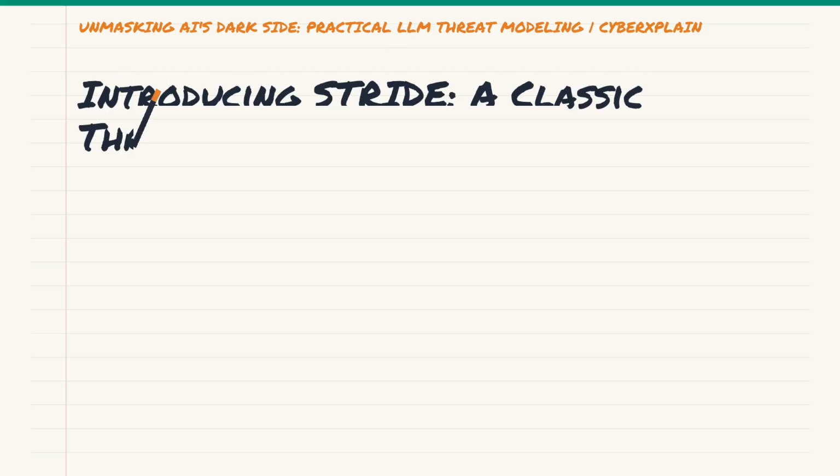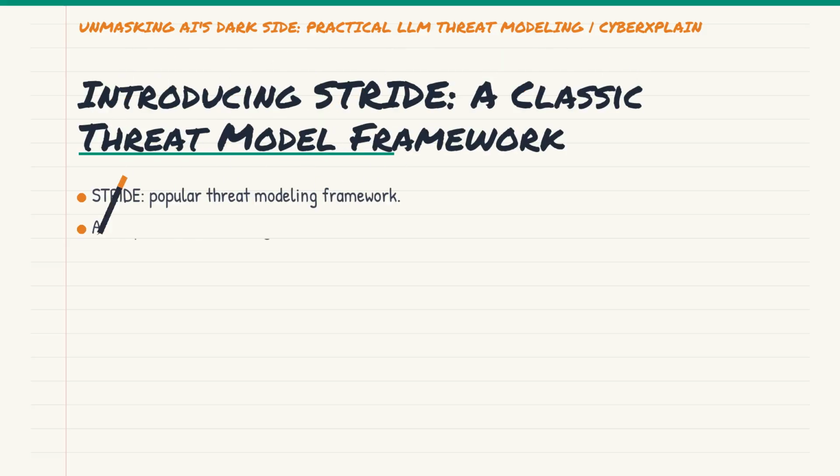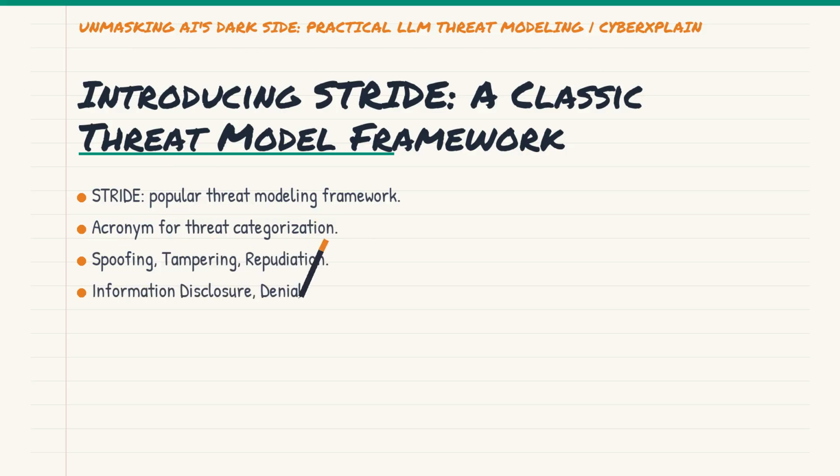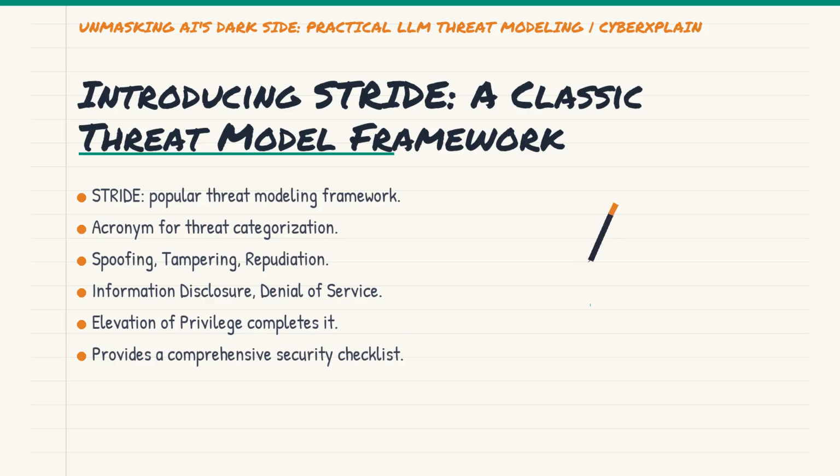One of the most popular and foundational frameworks for threat modeling is STRIDE. It's an acronym that helps us categorize and think about different types of threats, ensuring we don't miss anything critical. STRIDE stands for Spoofing, Tampering, Repudiation, Information Disclosure, Denial of Service, and Elevation of Privilege. Each of these represents a different angle an attacker might take to compromise your system. We'll walk through each of these and see how they apply specifically to the world of LLMs. It's a great mental checklist to start with.